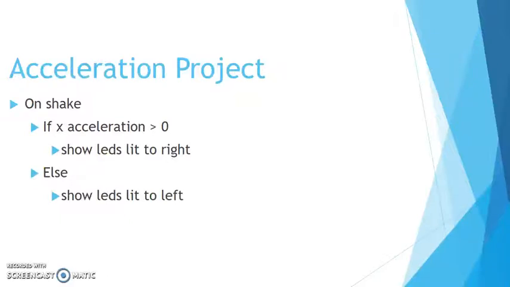So in the next project, we're going to use the acceleration, and we're actually going to use just the acceleration on X, but there's an acceleration X value, a Y value, and a Z value. We're just going to check left to right, so we're just going to use the X acceleration. And here we're going to say on shake, if the X acceleration is greater than 0, then we show LEDs lit to the right, otherwise we're going to show LEDs lit to the left.